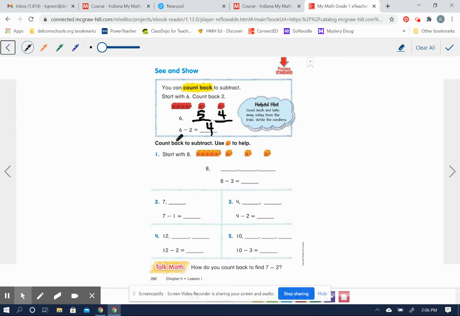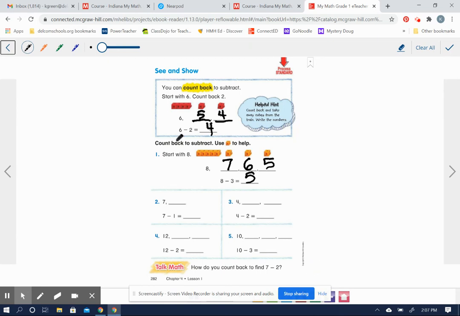Okay, so now we're going to start with 8 cubes. 8 is the number that we're going to put in our head. It says 8 minus 3, so we've got 3 blanks, 3 cubes that they're taking away. Count backwards 3 numbers from 8. Ready? The number that comes before 8 is 7, 6, 5. So 8 minus 3 equals 5.